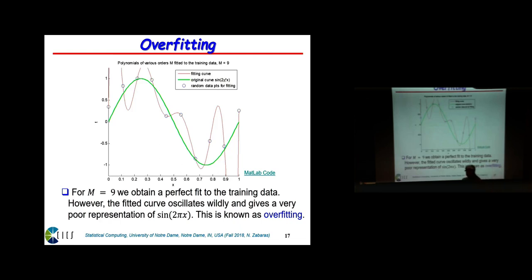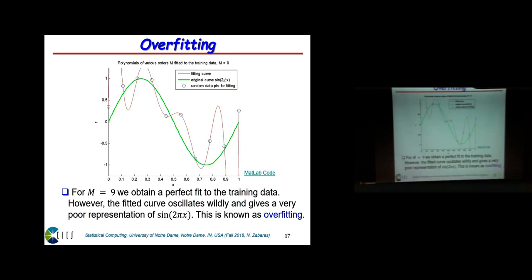So what happens when m equal to 9? So very high order polynomial, and what do you see now? I mean, didn't they tell you in school that the higher the better, the higher the order of a polynomial, the better, right? No? They didn't say that? I mean, that's what I heard, from where I come from, right?